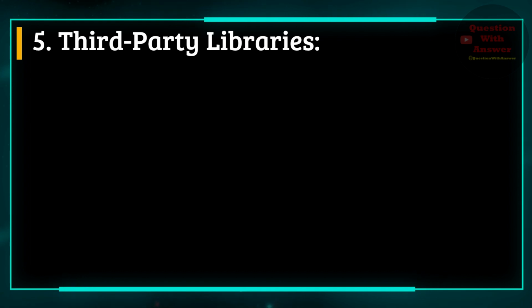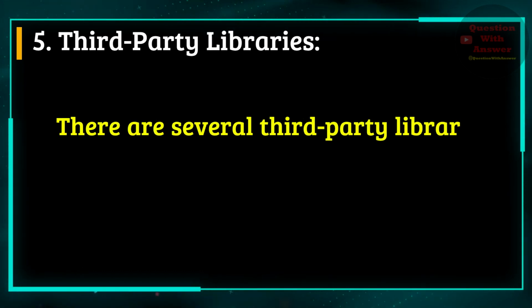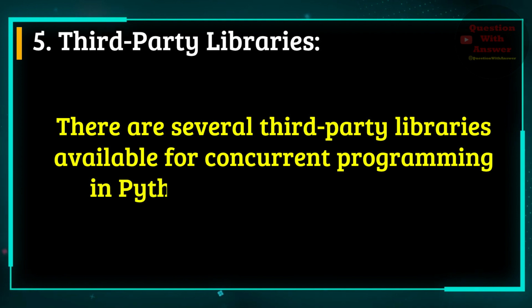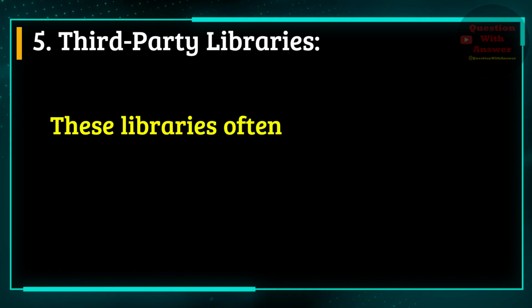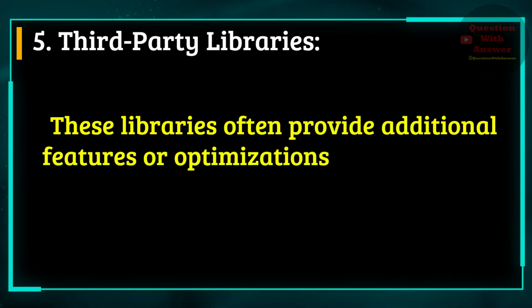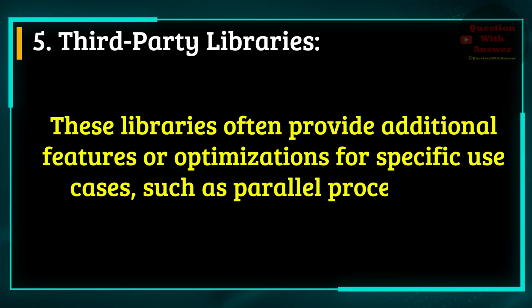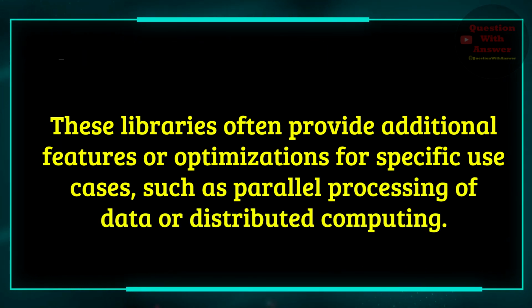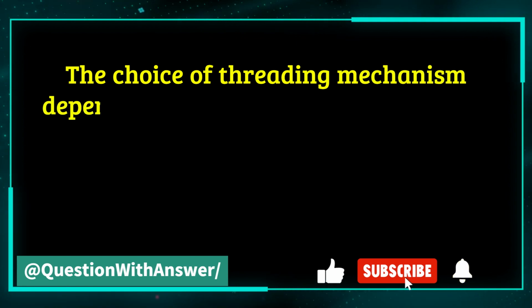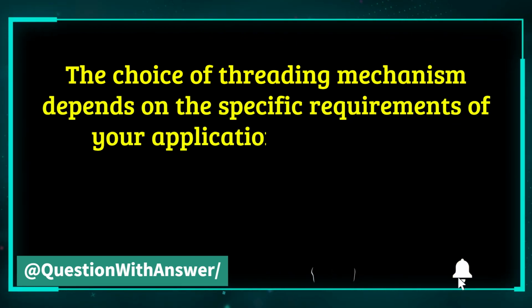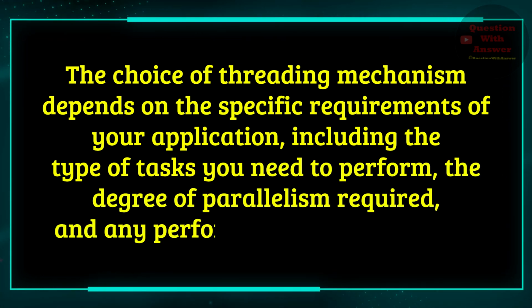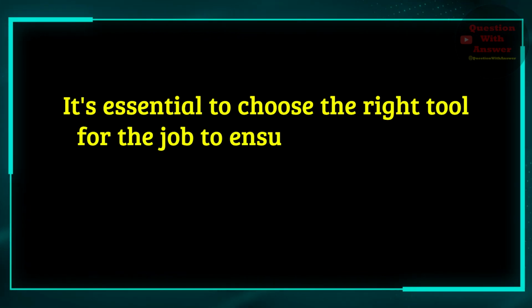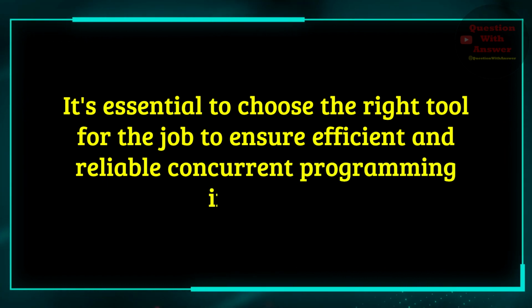5. Third-party libraries. There are several third-party libraries available for concurrent programming in Python, such as Threadpool, Joblib, Ray, and Dask. These libraries often provide additional features or optimizations for specific use cases, such as parallel processing of data or distributed computing. The choice of threading mechanism depends on the specific requirements of your application, including the type of tasks you need to perform, the degree of parallelism required, and any performance considerations. It's essential to choose the right tool for the job to ensure efficient and reliable concurrent programming in Python.